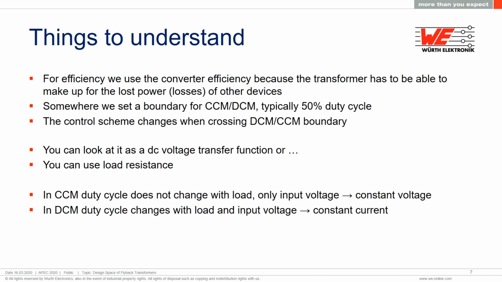Lastly, in continuous conduction mode, the duty cycle does not change with the load. The duty cycle only changes with input voltage, so it's basically a constant voltage converter. Whereas in discontinuous conduction mode, the duty cycle changes with the load and with the input voltage because it's basically a constant current converter.